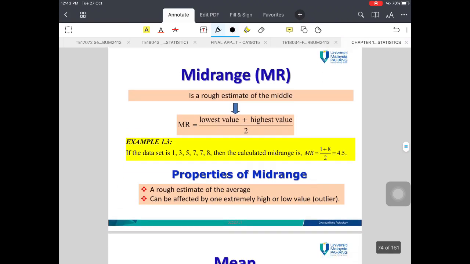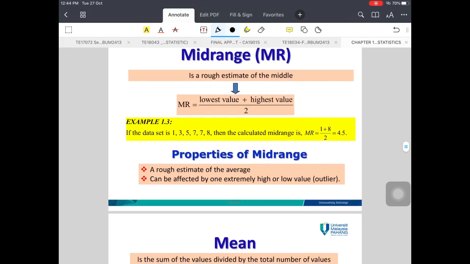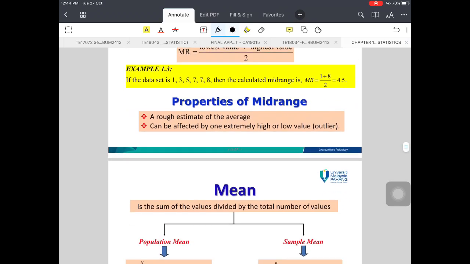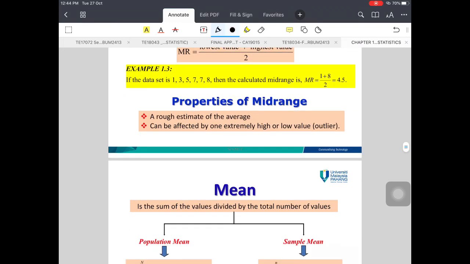We go to the first one, which is mid-range. Mid-range is a rough estimate of the middle. Here is the formula for mid-range: the lowest value plus the highest value, and then divide by 2. You get the lowest value, you get the highest value, sum up both of them, and then divide by 2. There is an example here. One important property of mid-range is that it can be easily affected by extremely high or extremely low values, which are known as outliers.